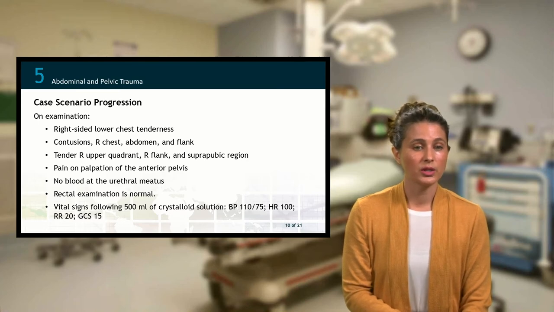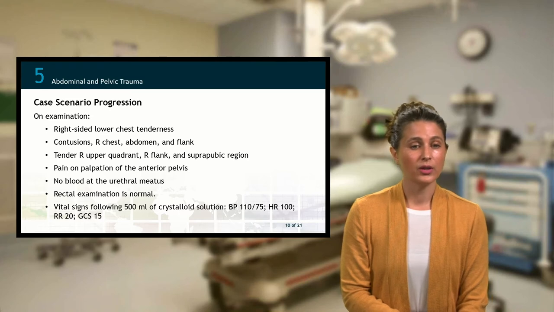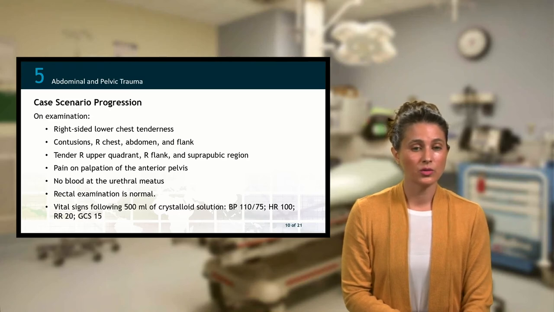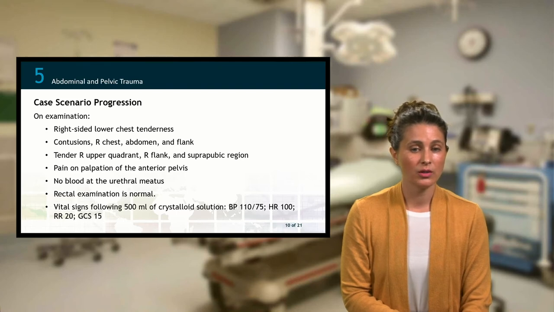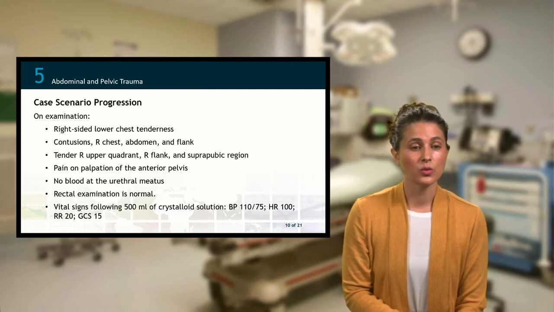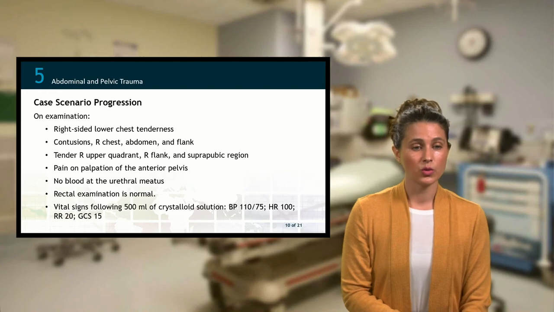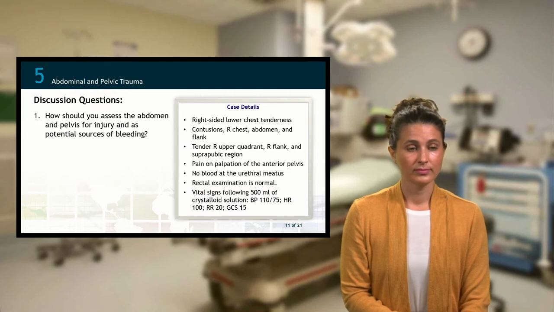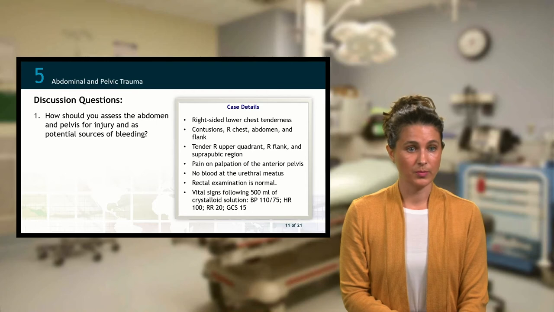Rectal examination is normal. After receiving 500 mLs of crystalloid, his blood pressure has increased to 110 over 75. Heart rate has reduced to 100. His respiratory rate is 20, and his GCS remains 15. How should you assess the abdomen and pelvis for injury as potential sources of bleeding?